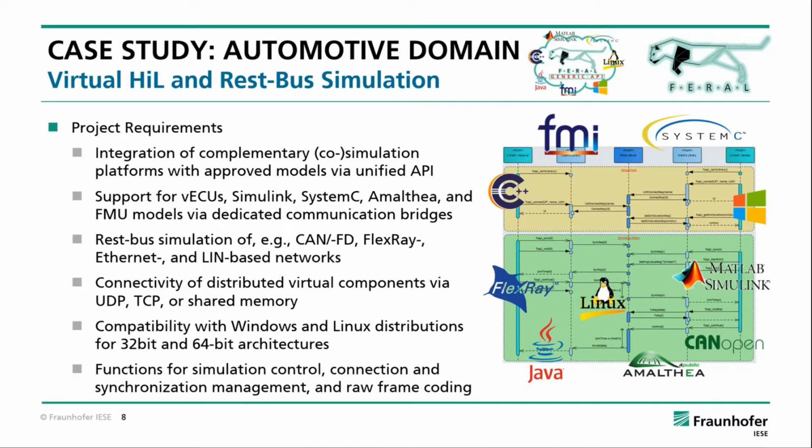In this case, the customer wanted to connect different virtual control units, control units that had been specified in Simulink. There were SystemC components, Amalthea, and functional mockup units, and they should be connected in order to enable specific validation. They are connected via dedicated communication buses. In the automotive framework, that's CAN, FlexRay, also LIN-based networks. We supported that, and that's part of the library.